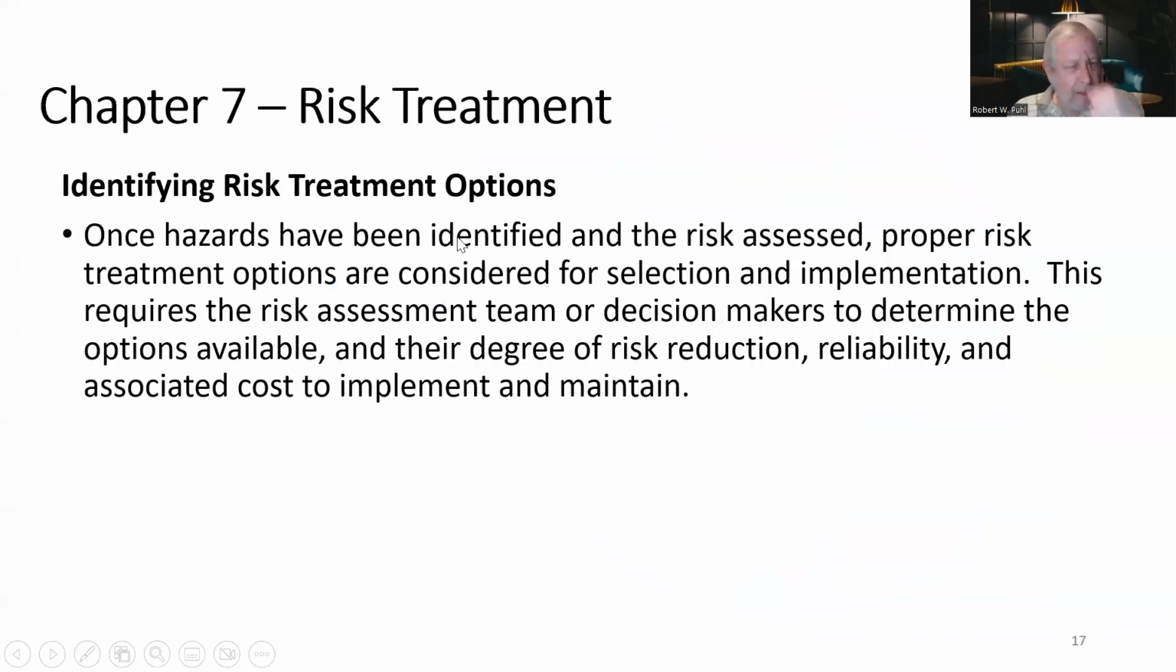So, identifying risk treatment options. Once hazards have been identified and the risk assessed, proper risk treatment options are considered for selection and implementation. Okay, so we've identified the hazards. We've assessed them. And we've determined, okay, these are the most hazardous. Now we're going to do treatments. So this requires the risk assessment team or decision makers to determine the options available and their degree of risk reduction, reliability, and associated costs to implement and maintain.